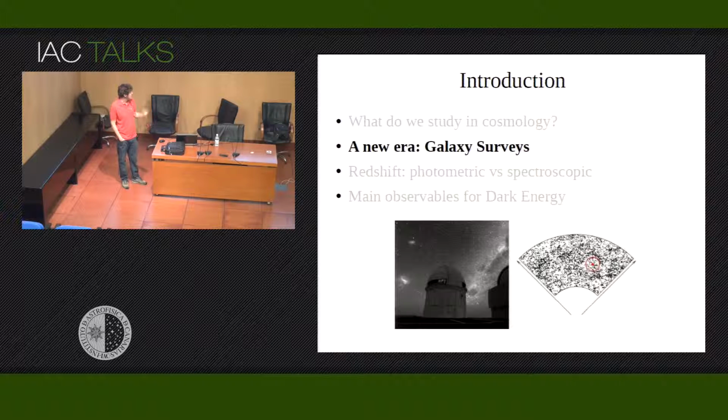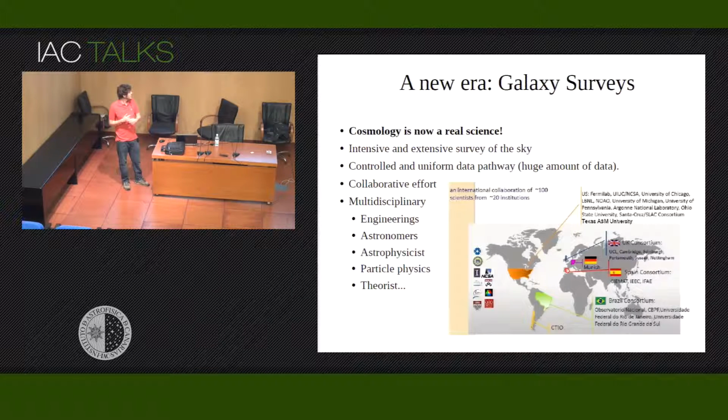Cosmology has been real science for the last 2 decades or more, with CMB experiments and also galaxy surveys. With galaxy surveys, what we do is an extensive survey of the sky in order to study the general properties of the cosmos, because we want to cover as much area as possible. Nowadays, galaxy surveys have become real international projects with many institutions collaborating towards the objective of the survey. The DES collaboration, for example, is formed by universities from the US, Brazil, Spain, Germany, and the UK.